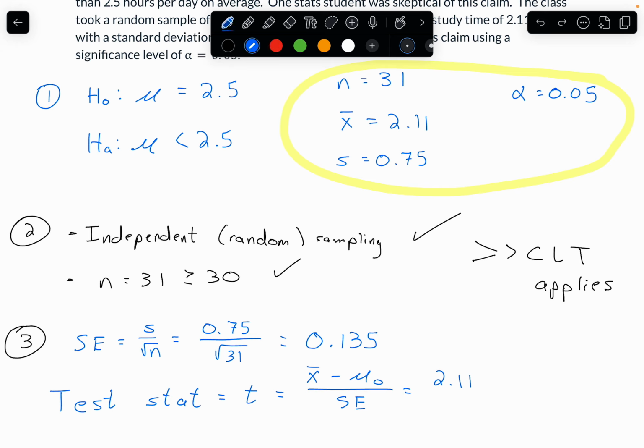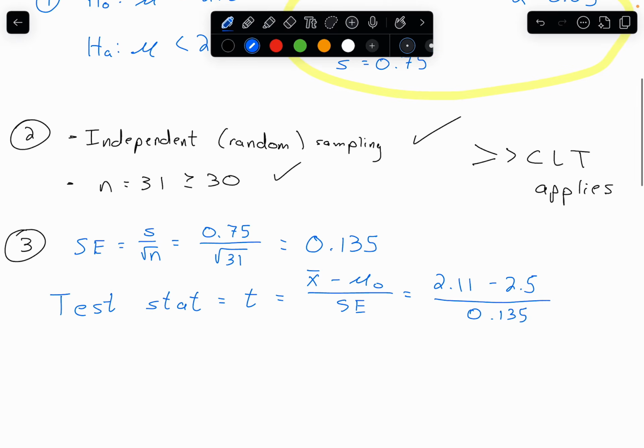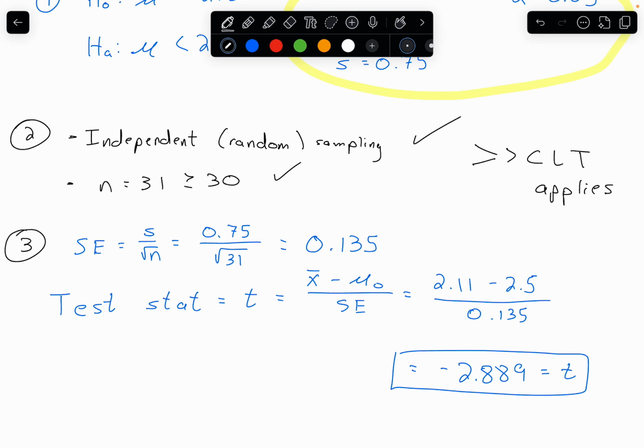So we have 2.11 minus 2.5 divided by our standard error. We just calculated that number to be 0.135. So let's see, 2.11 minus 2.5 divided by 0.135. And this time around, I ended up with negative 2.889 as my test statistic. So that's my test statistic. I know I'm going to be using the t-distribution. That's going to be something that I need to reference in just a moment when I calculate my p-value. So I've got that part.